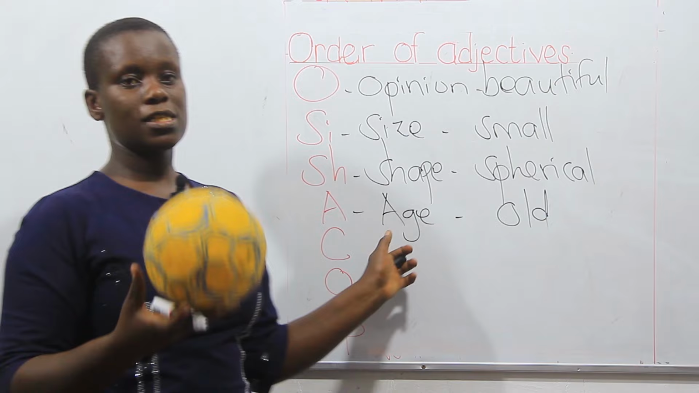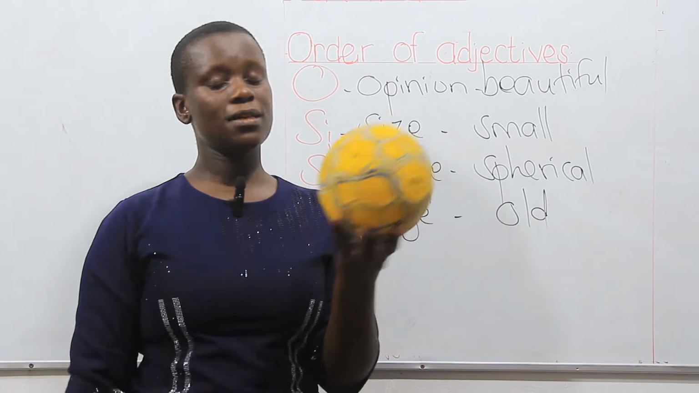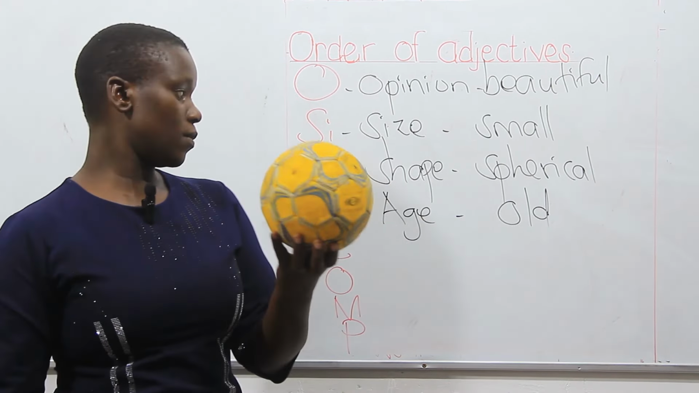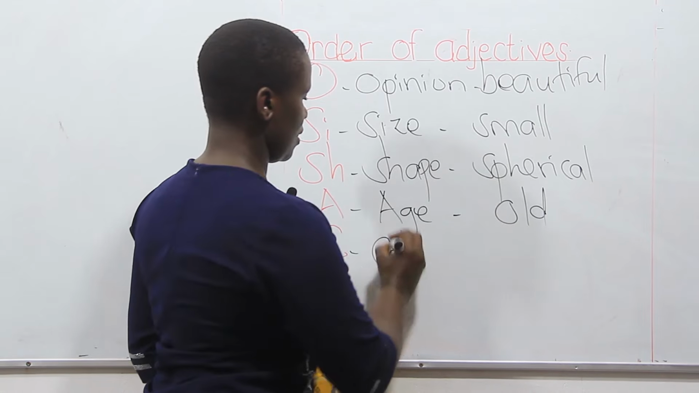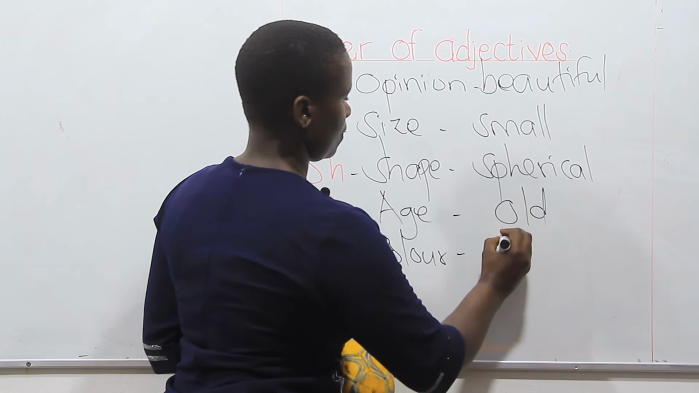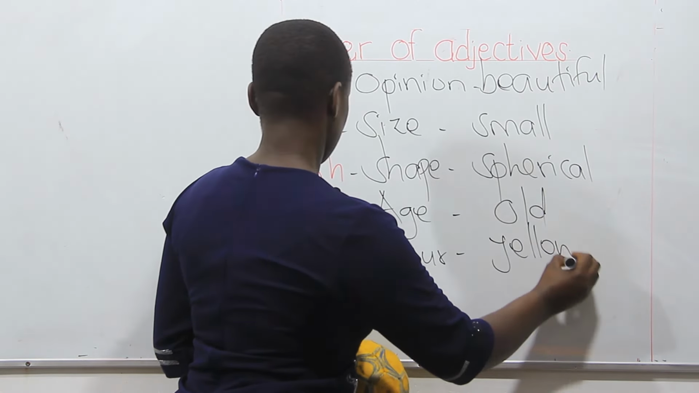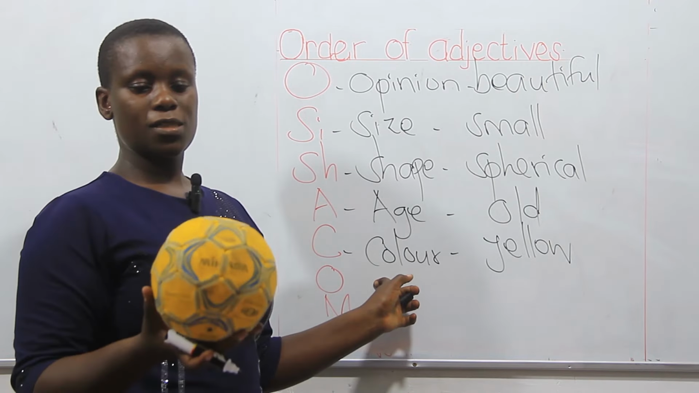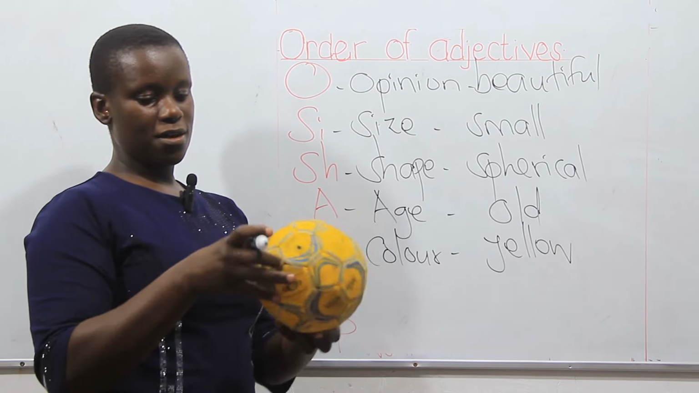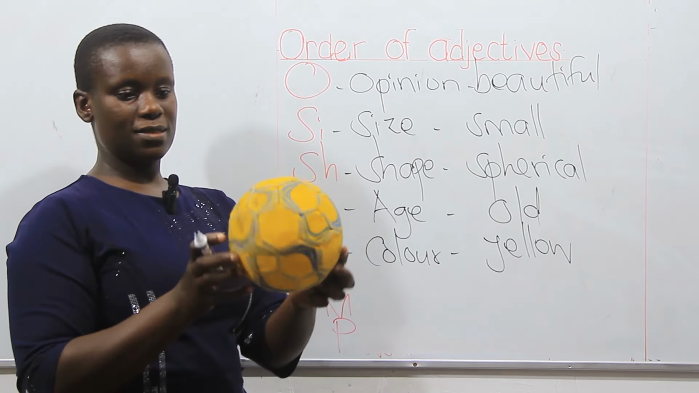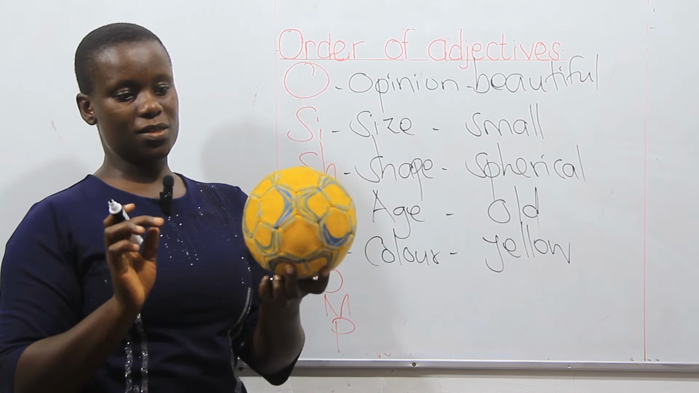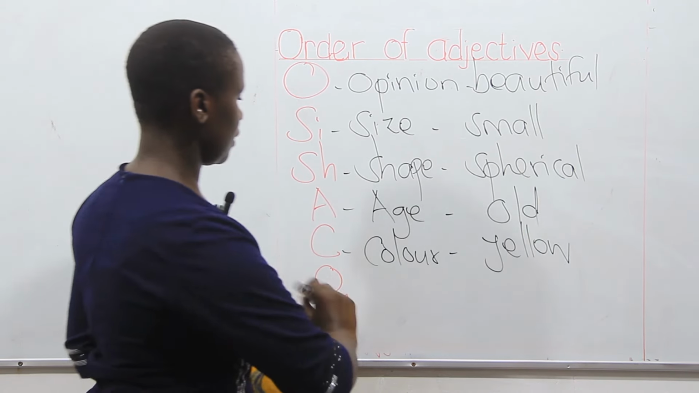The C here stands for color. The most dominating color on this ball is yellow. So we can say the ball is yellow. The O here stands for origin. And the origin, from when I read from this label, it's written made in China. So we say it is Chinese.